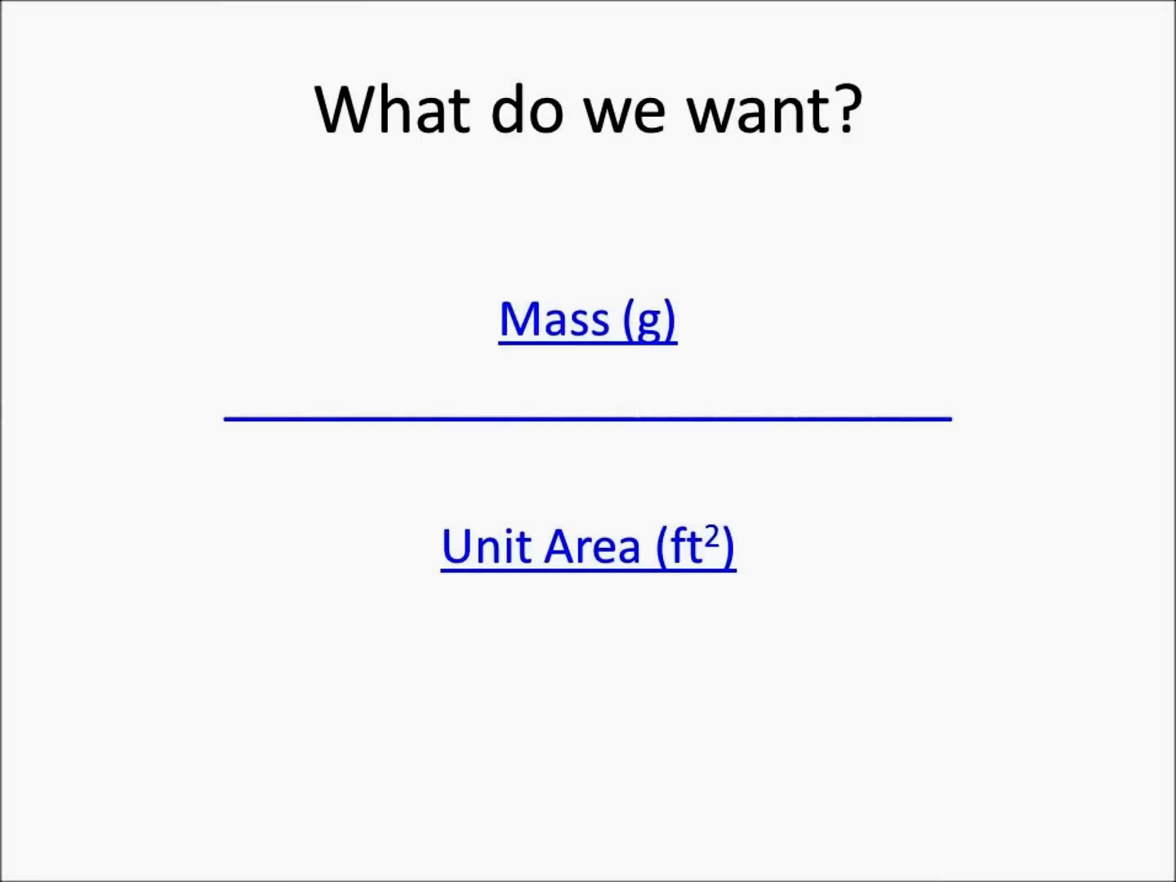Another way of saying that is that we have a mass that we want, that would be grams, per unit area. And we're going to get this by attacking this in 2 parts. First, estimating the total mass, and second, estimating the unit area, or the entire area, carrying out the division so that we actually express the mass per square foot. And I'll demonstrate that.